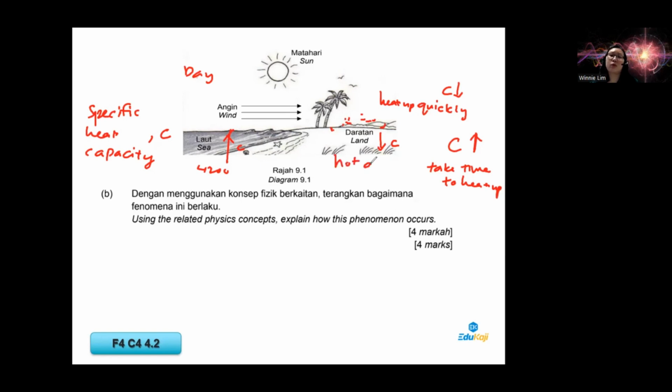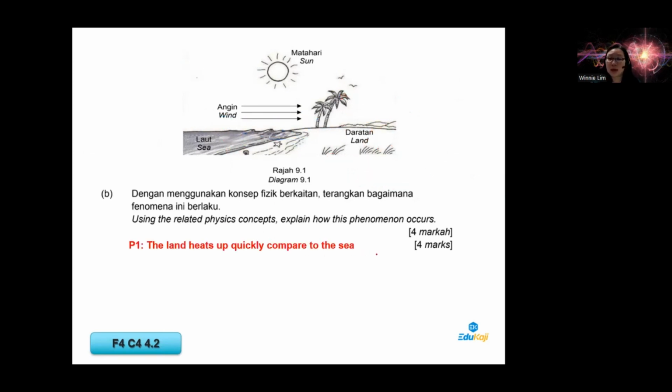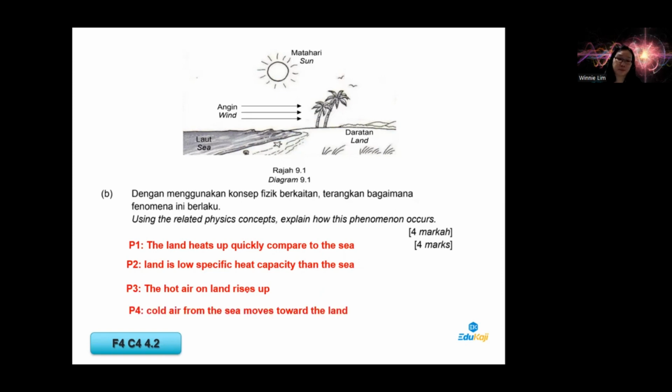Then next step, you talk about what happens to hot air. Is hot air denser or less dense? Hot air is less dense. If it is less dense, that means it will rise up. And hence, the cool air from the sea will blow towards the land. So this is how it works. The land heats up quickly compared to the sea, first point. Then you say land has low specific heat capacity. And you can also say that hot air is less dense. Therefore, hot air rises and cool air from the sea moves towards the land.